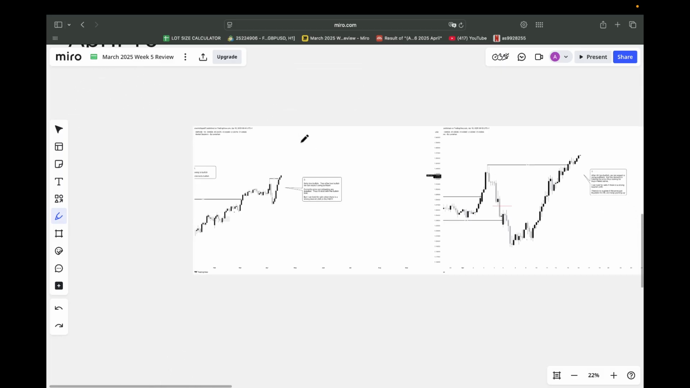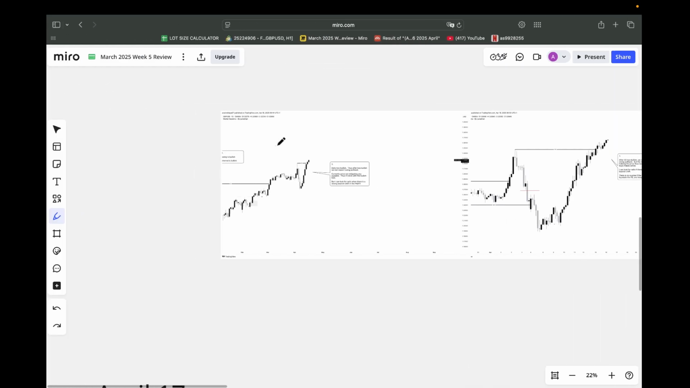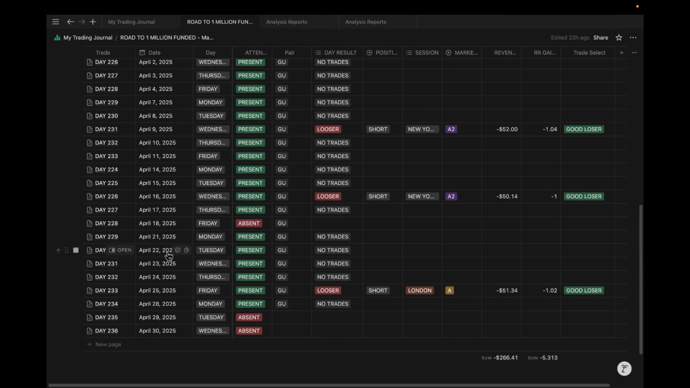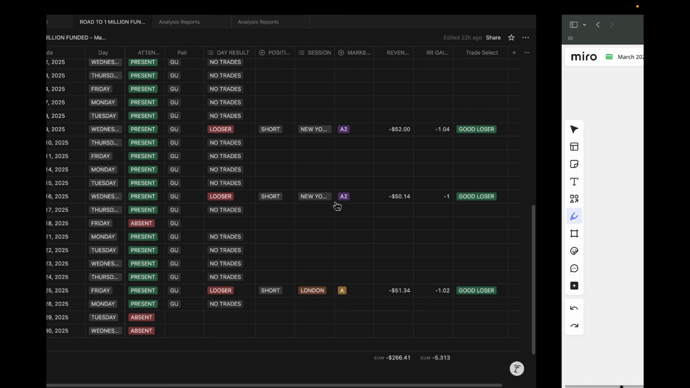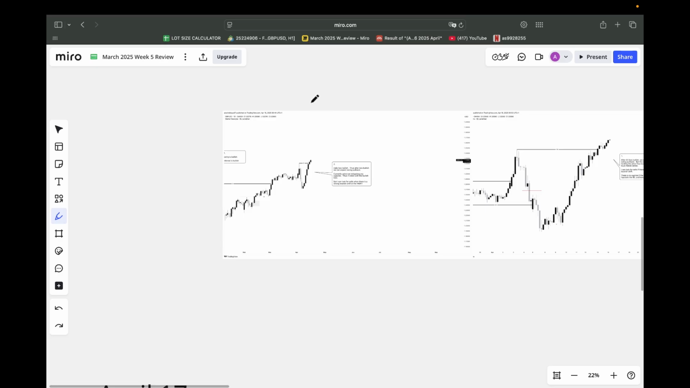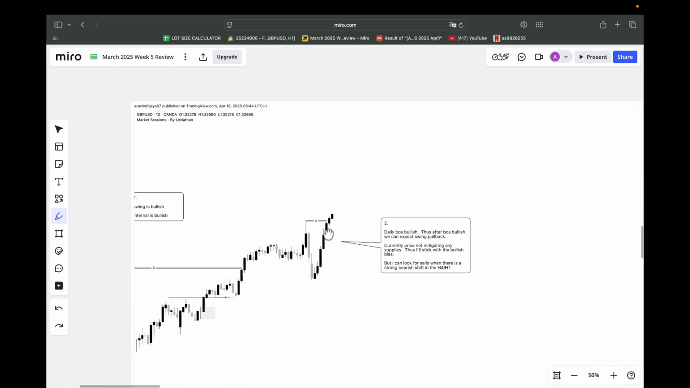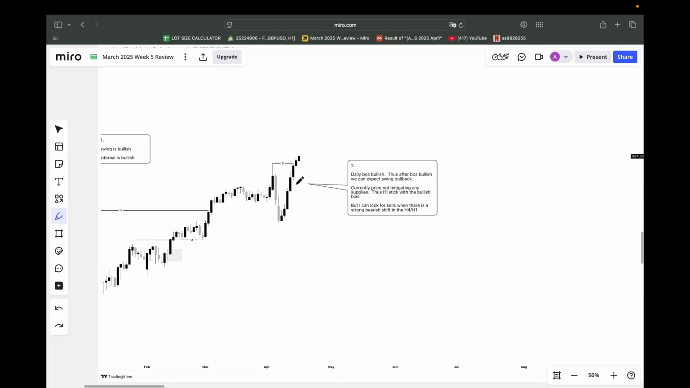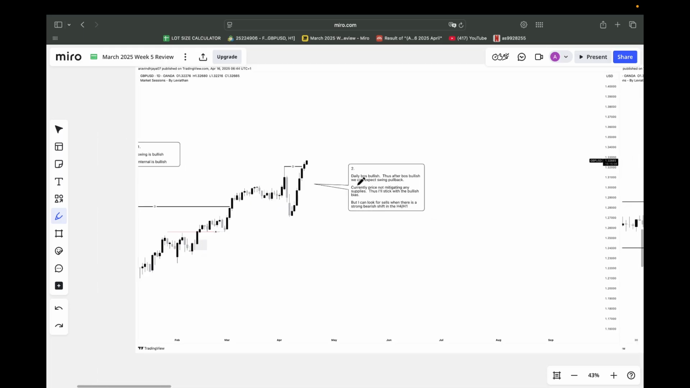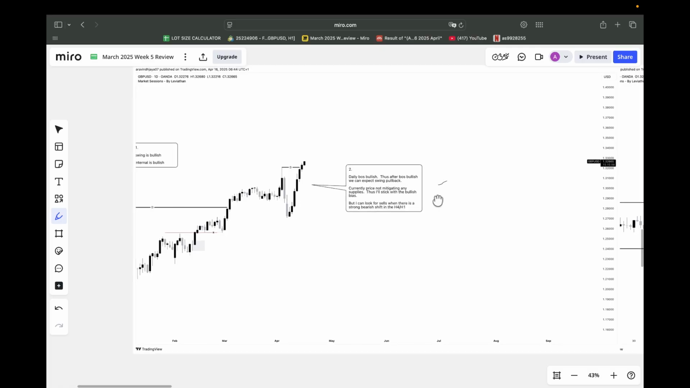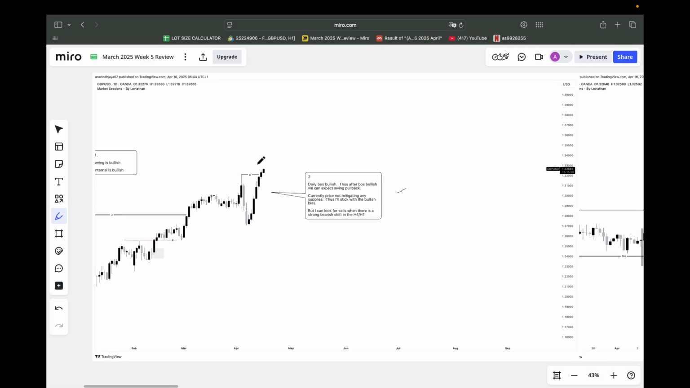So coming to April 16, I think this is a day that I lost. April 16, yeah, losing trade. Let's have a pretty closer analysis on this day. So in the daily chart, what happened? Yeah, price made BOS bullish in the daily.